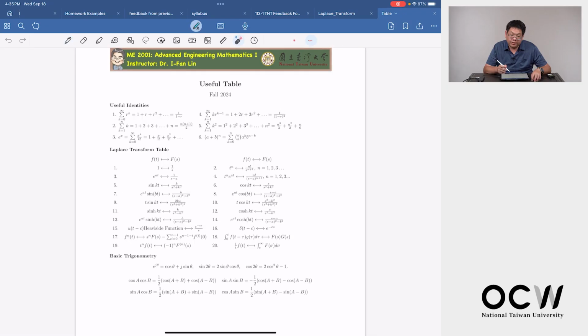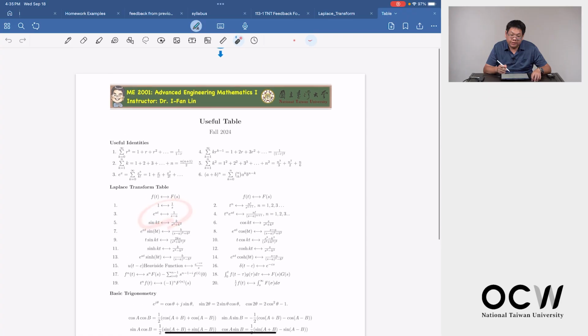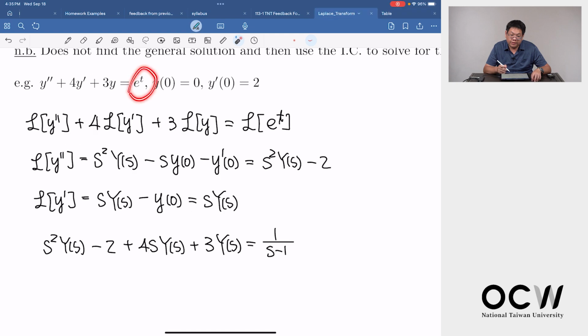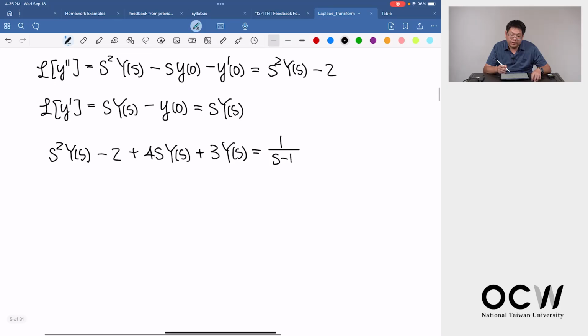See the table again. Here, for e to the at, the Laplace transform is 1 over s minus a. That's why, with a equal to 1, we get s minus 1. Okay, and then your Y(s) is (2s minus 1) over (s minus 1) times (s squared plus 4s plus 3).